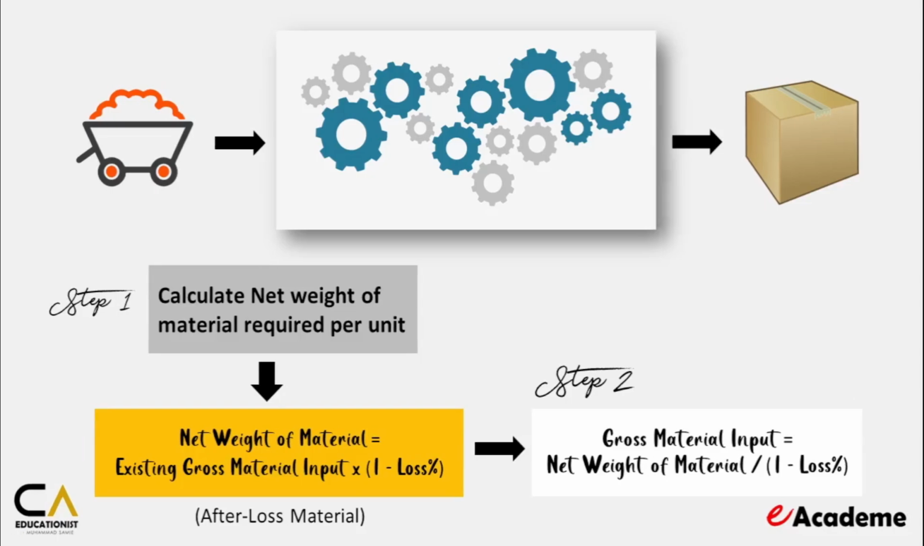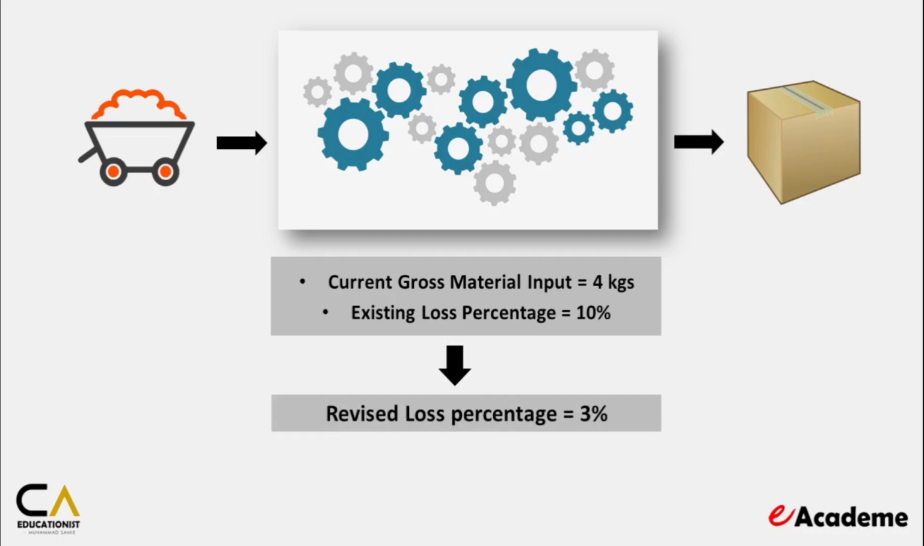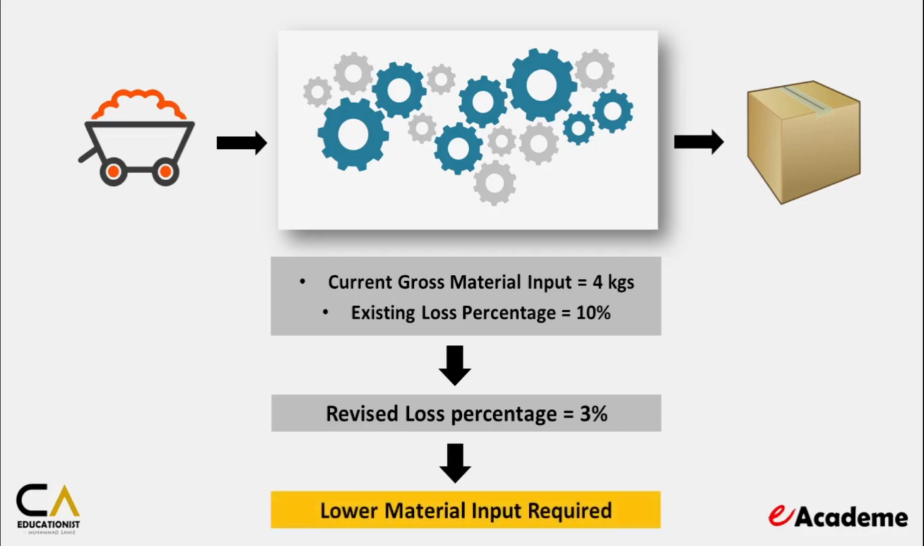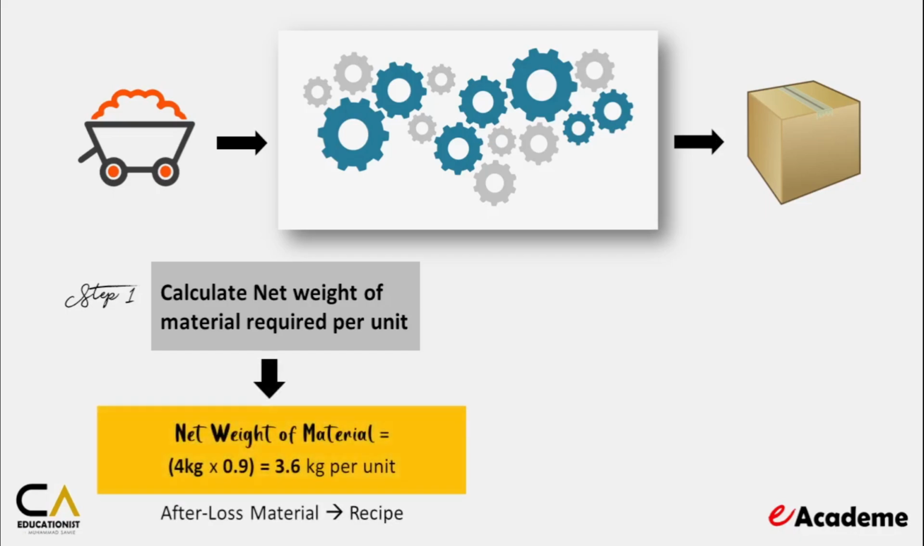For example, you are currently introducing 4 kilograms of material into process when the loss is 10% of input. And you are told that now revised loss percentage is expected to be only 3%. It is understood that now less material has to be introduced because less input is expected to be lost. Now, revised gross material input will be calculated in 2 steps. First, you must calculate net weight of material that is required per unit. This can be computed by multiplying 4 kilograms with 90%. This provides the after-loss material of 3.6 kilograms per unit.